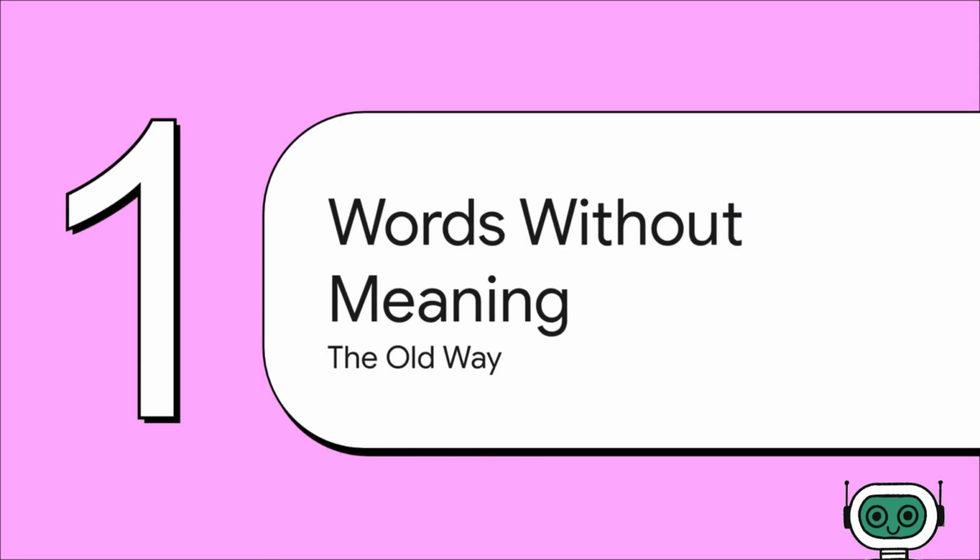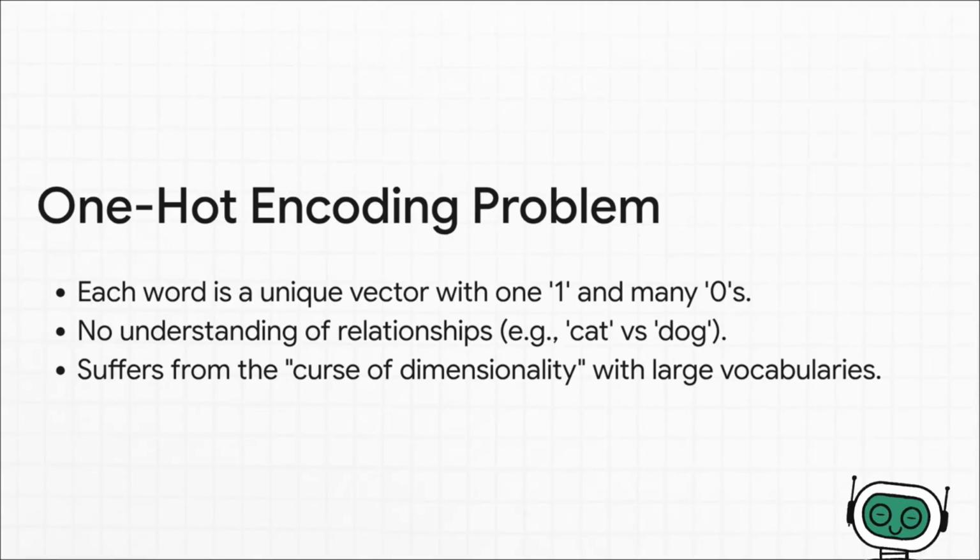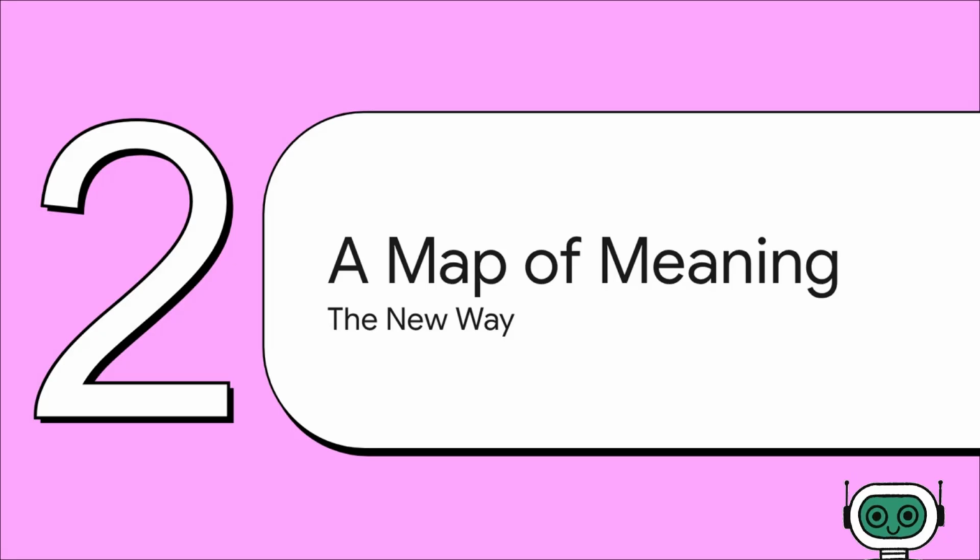To really appreciate this shift, let's first take a quick look at the problem word-to-vec was actually designed to solve. This old method is called one-hot encoding. Basically, if your vocabulary has 10,000 words, then each word is represented by a list of 10,000 numbers. It's all zeros except for a single one at that word's unique position. This means the computer sees cat as being just as different from dog as it is from Rome. There's no concept of similarity, and it's incredibly inefficient. So how do we fix this?